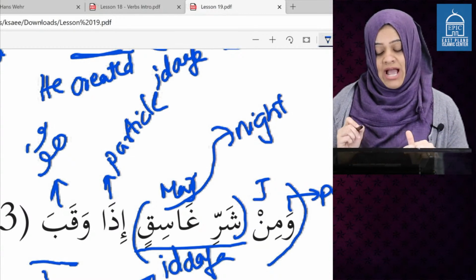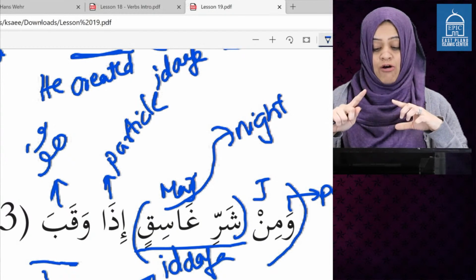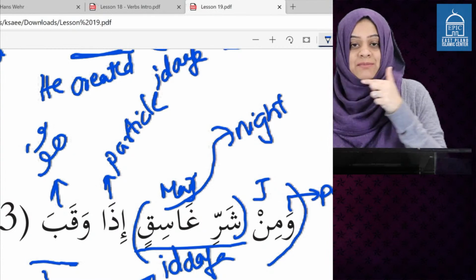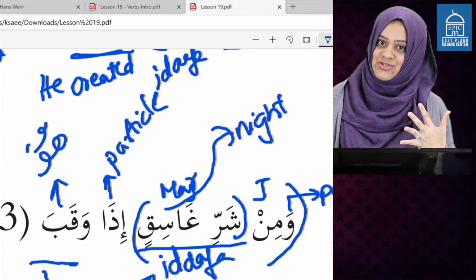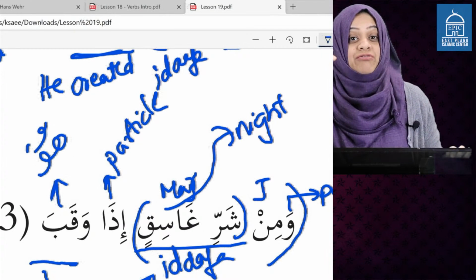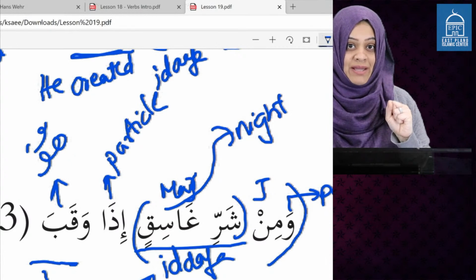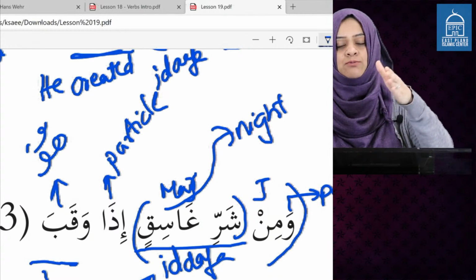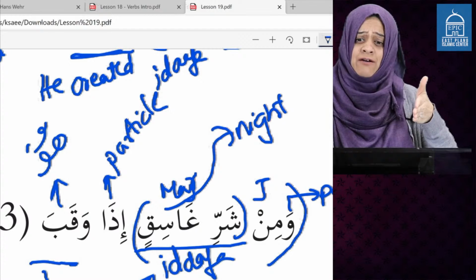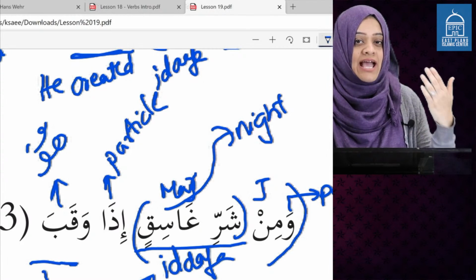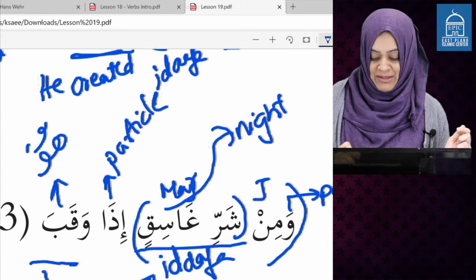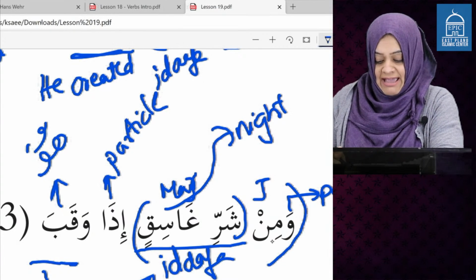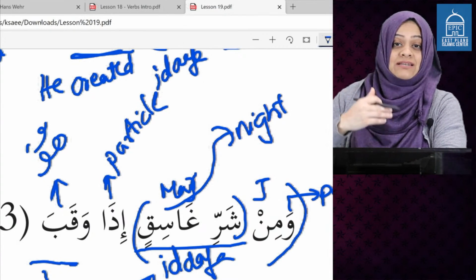So if I translate now, I will say, from the evil of the night, when it darkens. I'm not going to say he darkens now. It does not make sense. So it darkens. And what is the it referring to? The it, huwa in Arabic, remember, huwa refers to both he and it. In English, we have it as he and it, but in Arabic, it's the same. So when we have, when it darkens, what is that it? That will tell you who the doer is. The it is going back to ghasiq, the night. So the literal translation of this one will be, and from the evil of the night when it darkens.